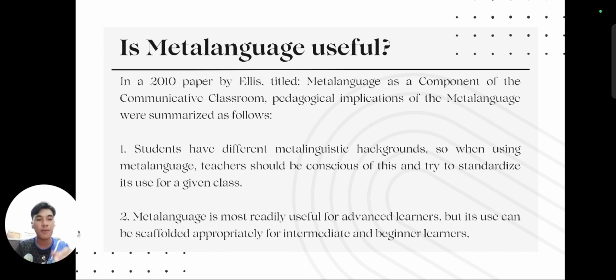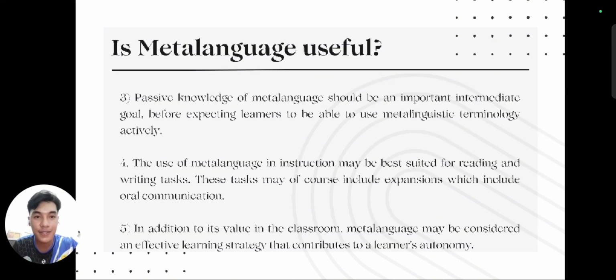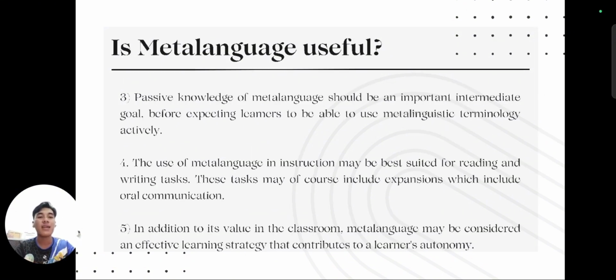So for those intermediate and beginner learners, by providing for their needs in learning, they will be able to develop it step by step. But metalanguage is most readily useful for advanced learners. So number three, passive knowledge of language should be an important intermediate goal before expecting learners to be able to use metalinguistic terminology activities. So there should be an upgrading of level when it comes to language.